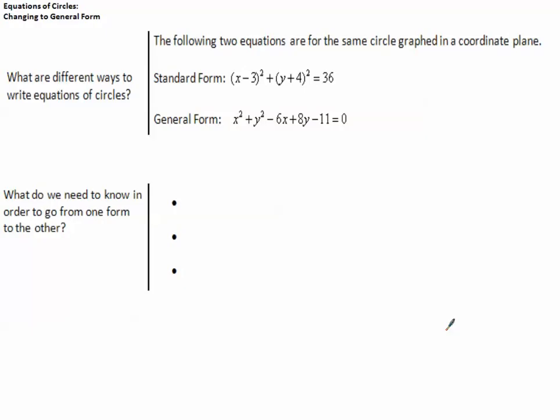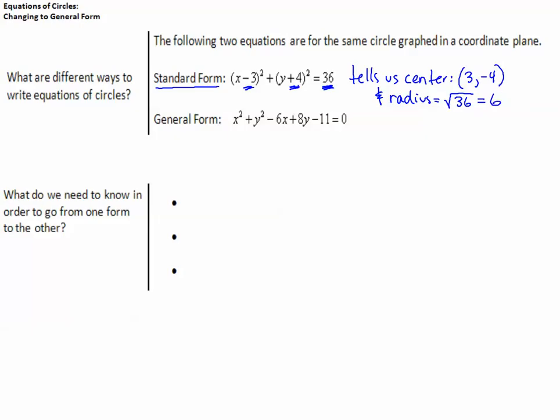Our objective in this section is to write equations of circles in the general form by expanding binomials and rearranging terms. So we've seen the equation of circles in the standard form. This equation, for example, of a circle tells us the center by looking at the numbers next to the x and the y, and it tells us the radius by taking the square root of that. This tells us that the center, we can graph it on a coordinate plane, is (3, -4), and that the radius is the square root of 36, or 6.